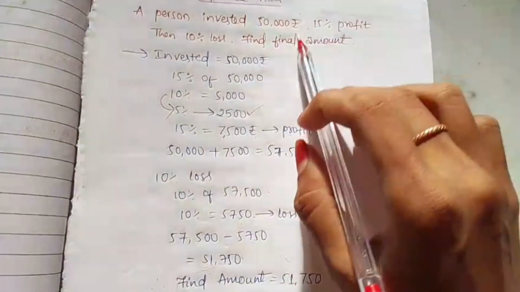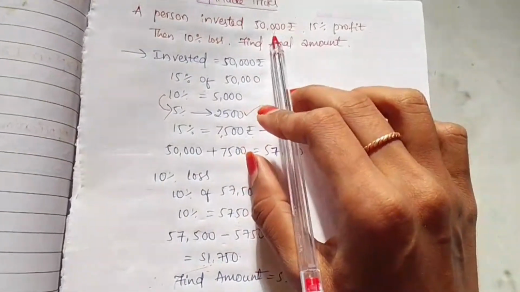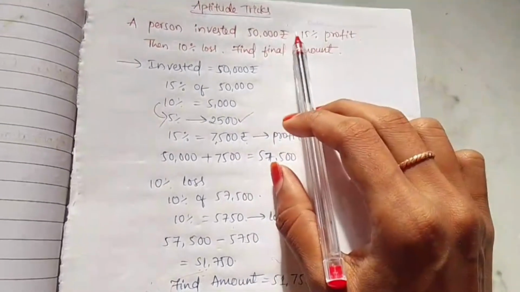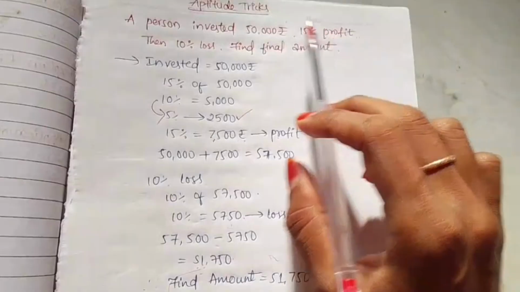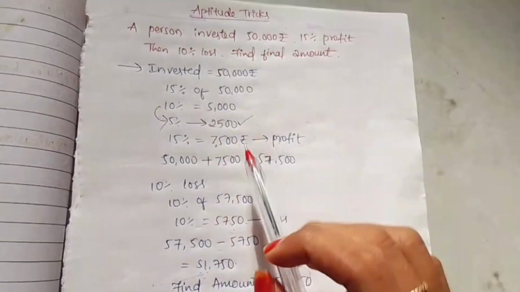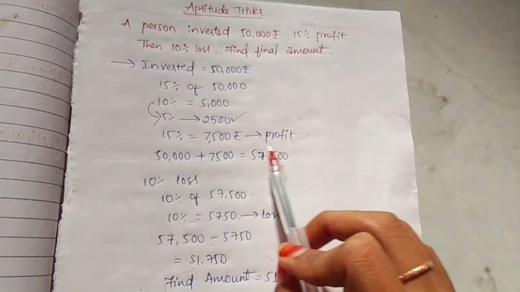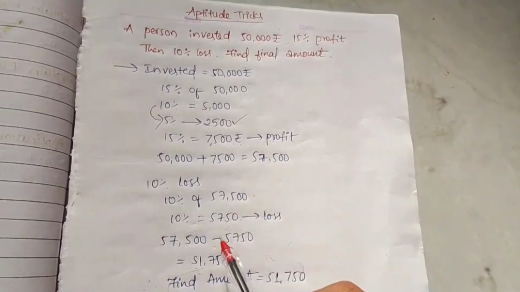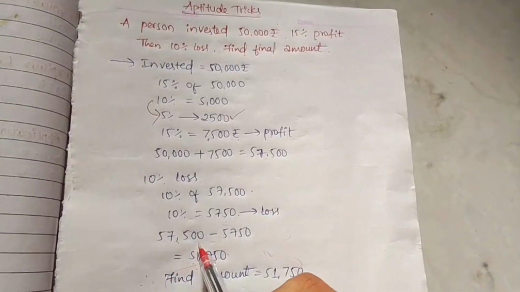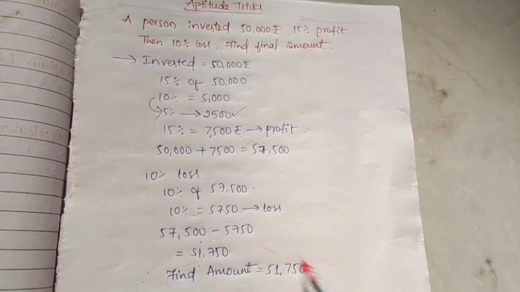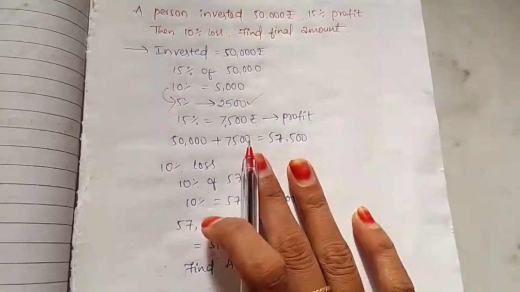Find the 15% of 50,000 and just add it because it's profit. After profit he got 10% loss. You have to find the 10% of that 57,500 and decrease it from that 57,500. You will get the final amount he has. Very simple, right?